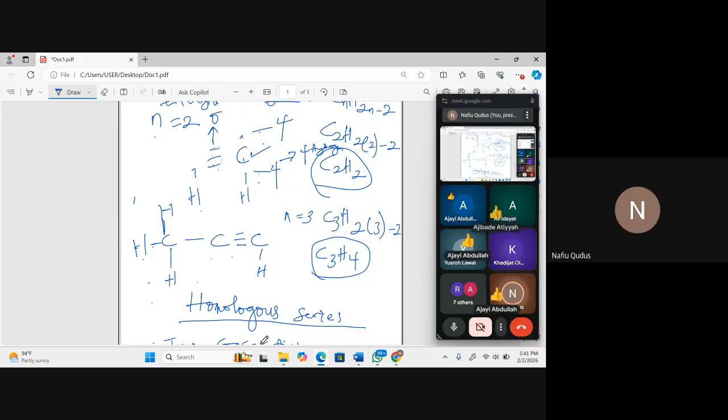So that's why the name for this compound is what? What's the name? It is from the homologous series, propyne. Because it is 3 carbons, we have propyne. Are we together?